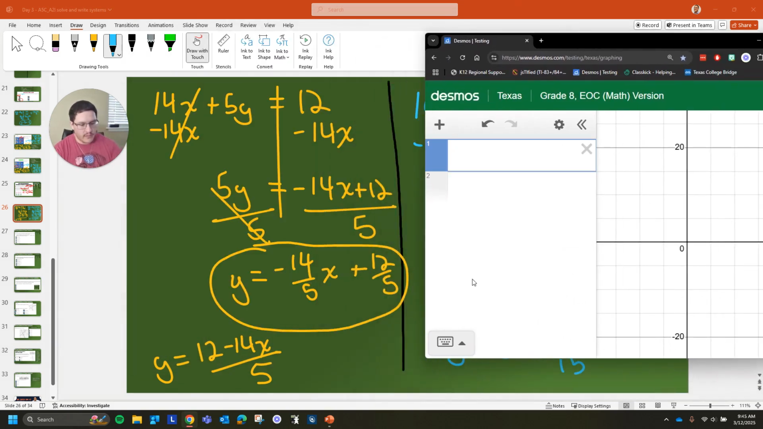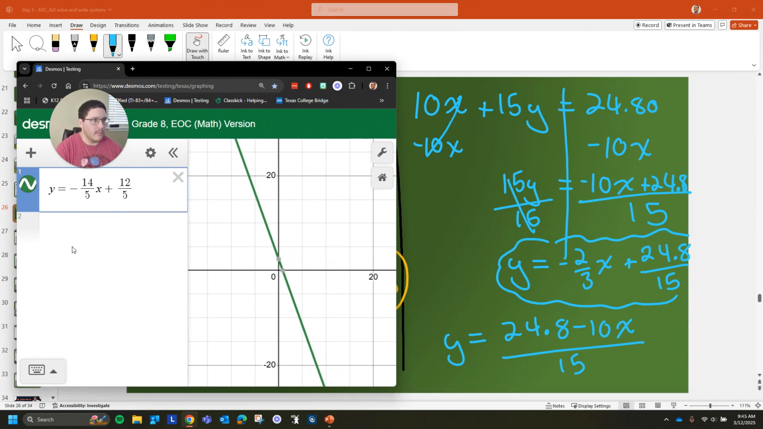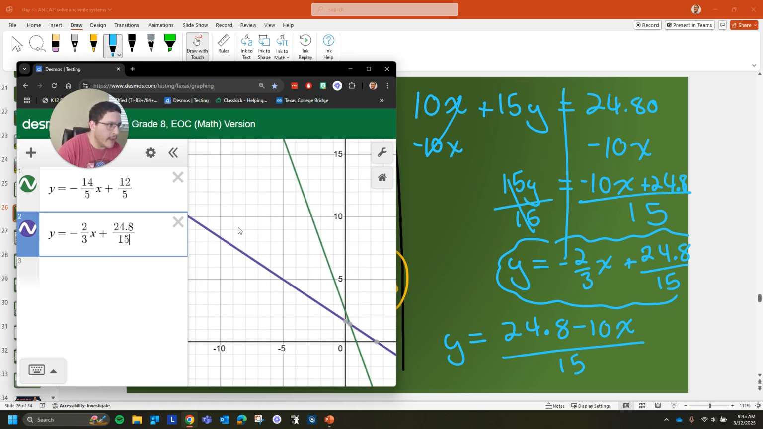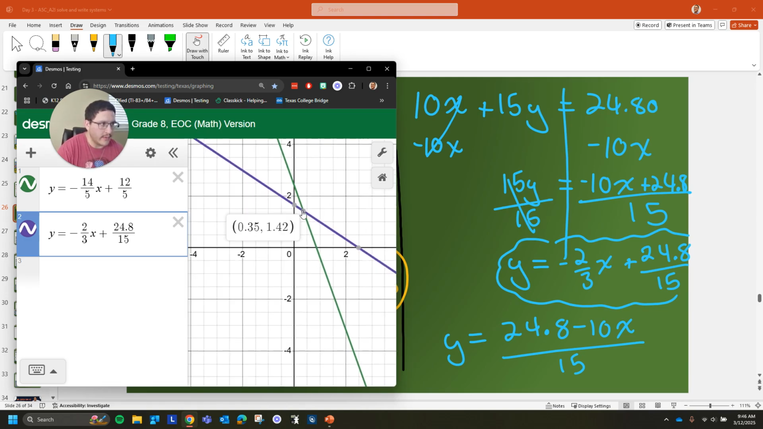We're going to graph these into the first and second line. So y equals negative 14 over 5x plus 12 over 5. And then we're going to get the second equation right below it. y equals negative 2 over 3x plus 24.8 divided by 15. I'm going to look for their intersection. Click on one of the lines, look for where they cross, and then click the dots.